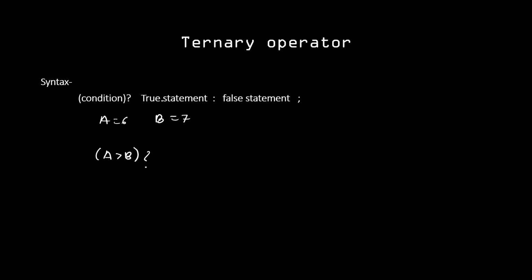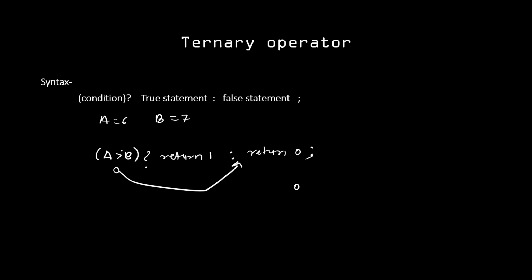So a question mark, and I'm going to write a true statement, so return 1, and a colon, and for false return 0 and our semicolon. So with the same statement using the same syntax, as you know, a value is not greater than b. So this condition will return 0. Now if this condition is 0, then it is going to execute this part of the program, which is the false statement, and this statement it is going to return 0.